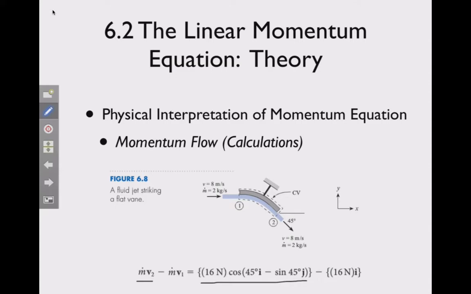You can see that v2, right here, is directed down and towards the right of the slide, whereas v1 up here is just directed in the x direction. So we've got this being the rate of momentum from this term, and that's being subtracted. This is out minus in.